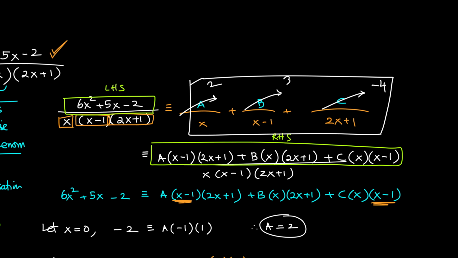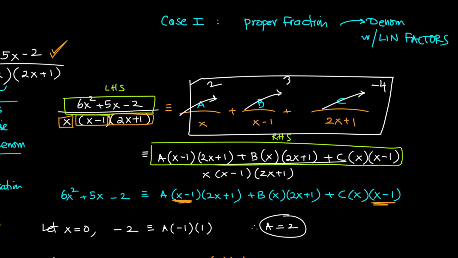So now in this particular video, we have focused on case 1 of proper algebraic fractions, in which the denominator consisted of linear factors. If it's 2 linear factors, there were 2 original fractions. If it's 3 linear factors, like in this case, there were 3 original fractions. The numerator in each case was a constant, which was found using the process of substitution.